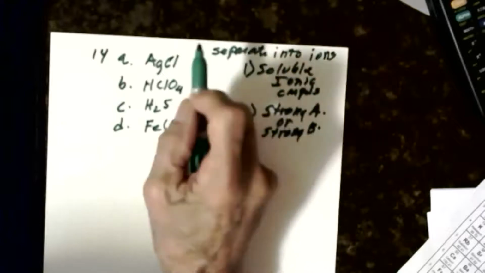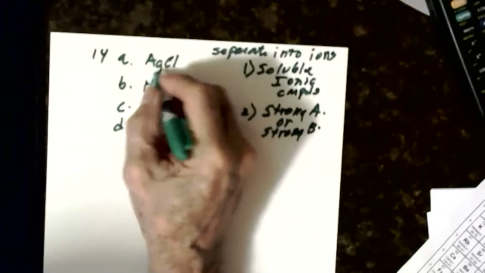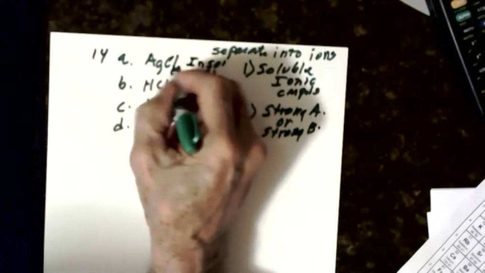This is an ionic compound. What does the solubility rules for ionic compounds say? Number 1 says all chlorides are soluble except silver, mercury 1, and lead. So silver is not a soluble chloride. So it's an insoluble chloride. So this one will not separate into ions. It's just going to stay as the solid.